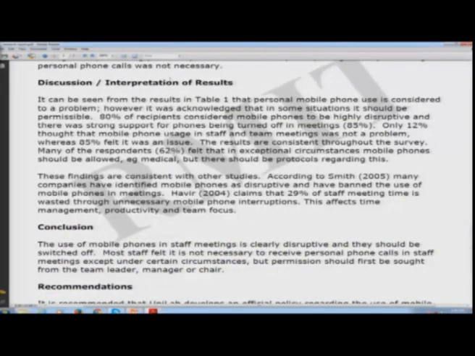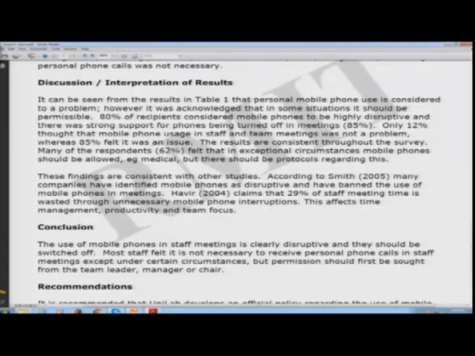Now, discussion. It can be seen from the results in table 1 that personal mobile phone use is considered to be a problem. However, it was acknowledged that in some situations it should be permissible. 80% of the respondents considered mobile phones to be highly disruptive, and there was strong support for phones being turned off in meetings, 85%. Only 12% thought that mobile phone usage in staff and team meetings was not a problem, whereas 85% felt it was an issue. The results are consistent throughout the survey.